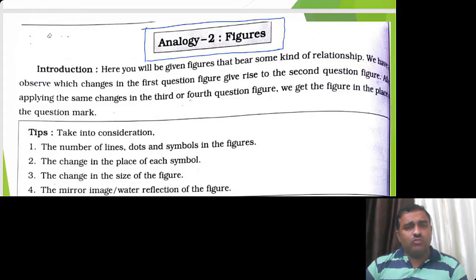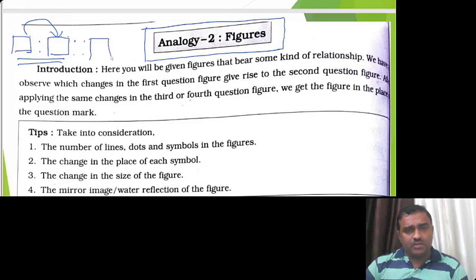Same here. Four figures will be given. Sorry, three figures will be given. Okay, the first one will have some relationship with the second. You have to find that relationship, and then you have to establish the relation between the third and the fourth figure. Okay, you have to get the fourth figure by determining this relationship. Okay, so that is analogy of figures. Okay, so let's move on.